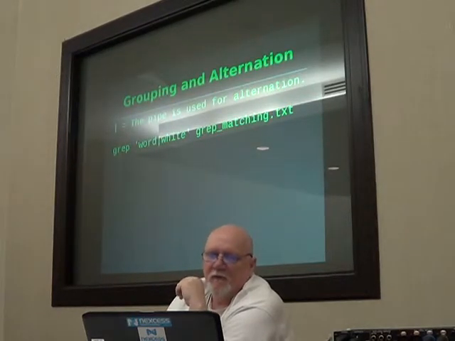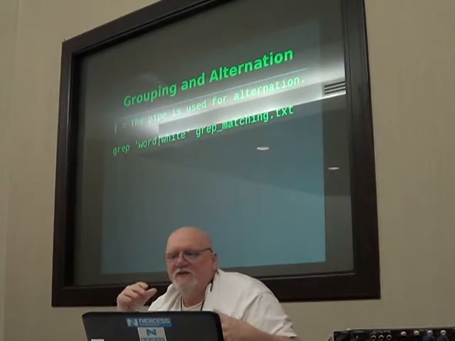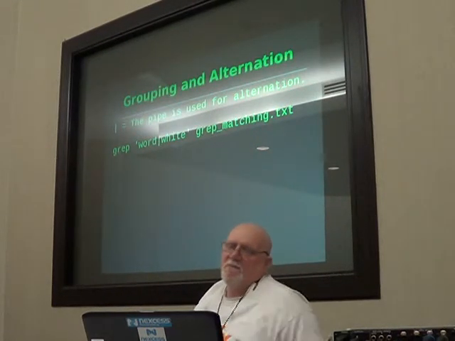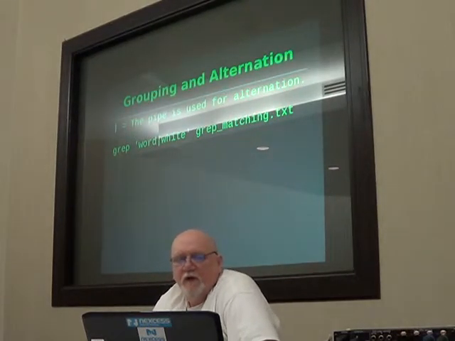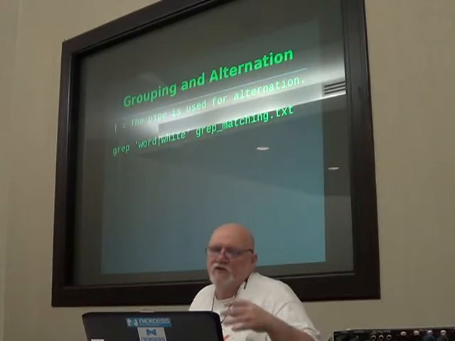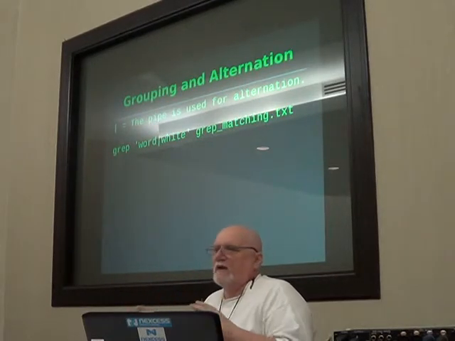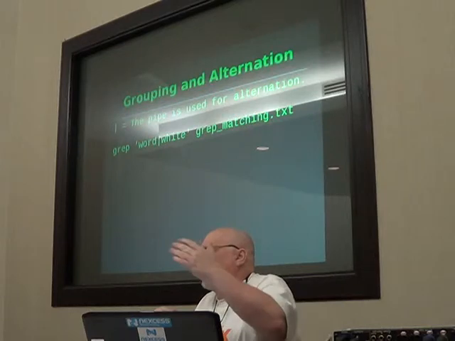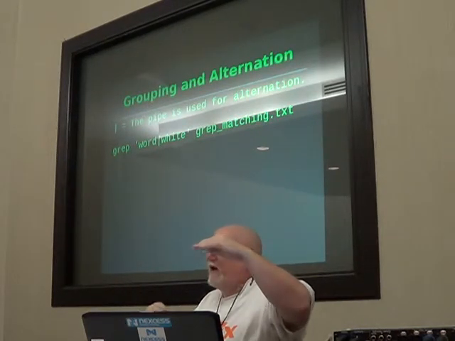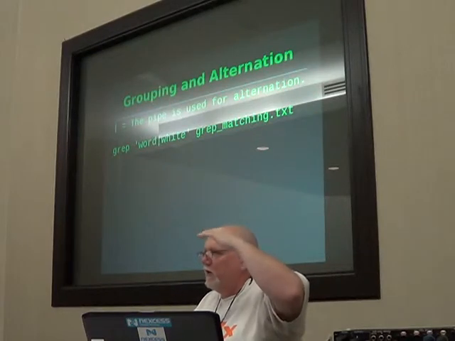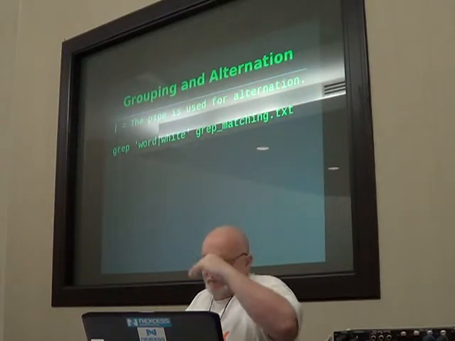Okay. What alternation means is a logical OR, and the pipe in our regex in grep is a logical OR. So our grep statement there is going to find the string word and the string white, and it's going to print out every line with a match in it. So it's going to print out every line that has the word word or the word white in it.